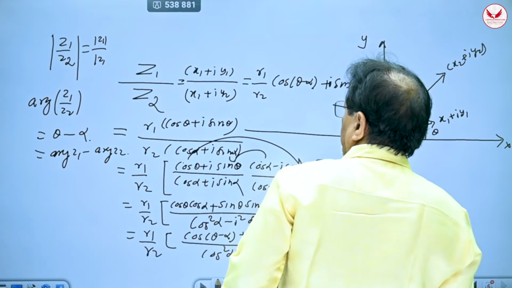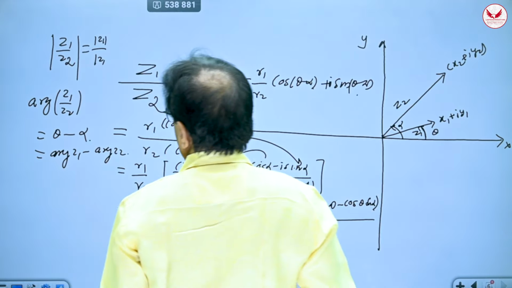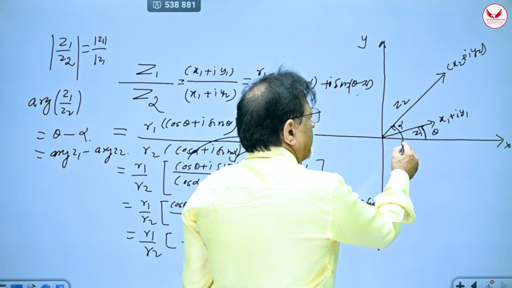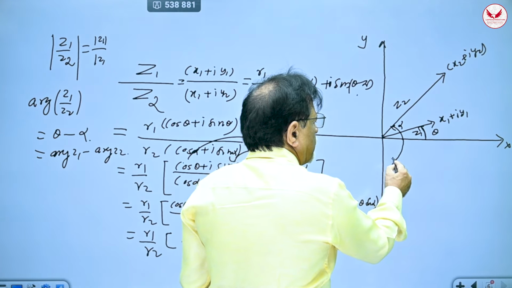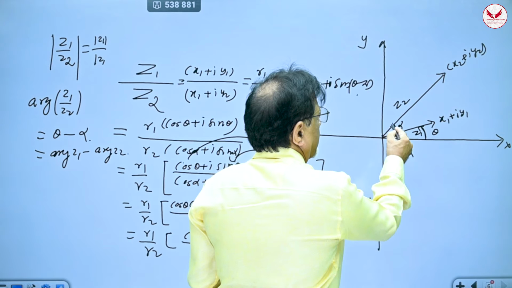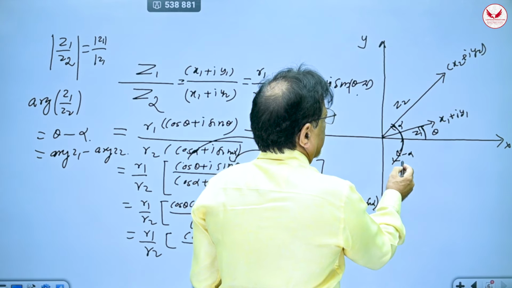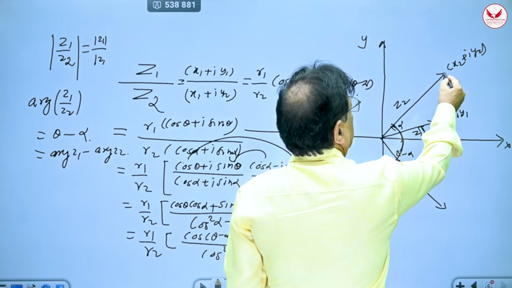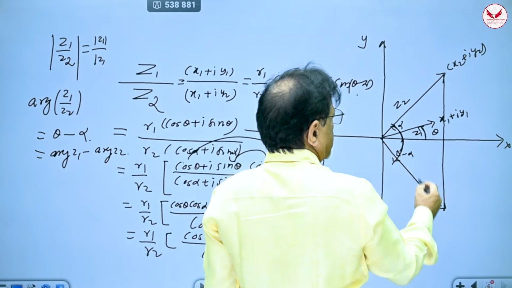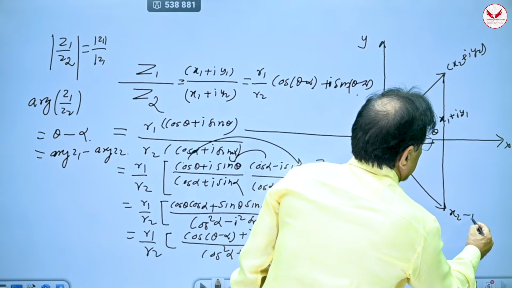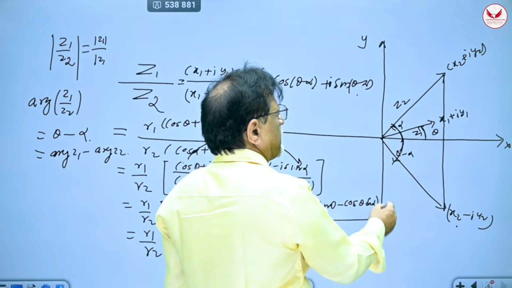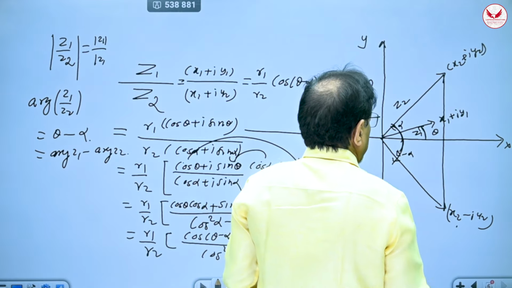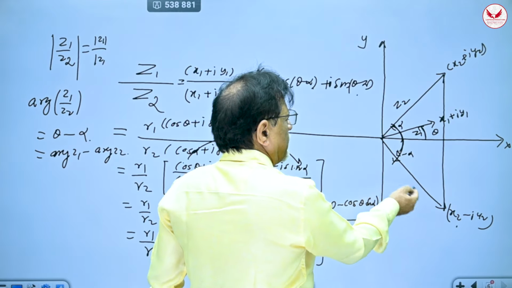So now, if I want to represent this complex number, remember theta minus alpha. If this angle is alpha, then I will have to reverse the direction of this angle. So this will become minus alpha, right? Somewhere here. So the vector will come here. It will be the mirror image of this vector along the x-axis. So this will be x2 minus i y2, correct? So that will be minus alpha, right?